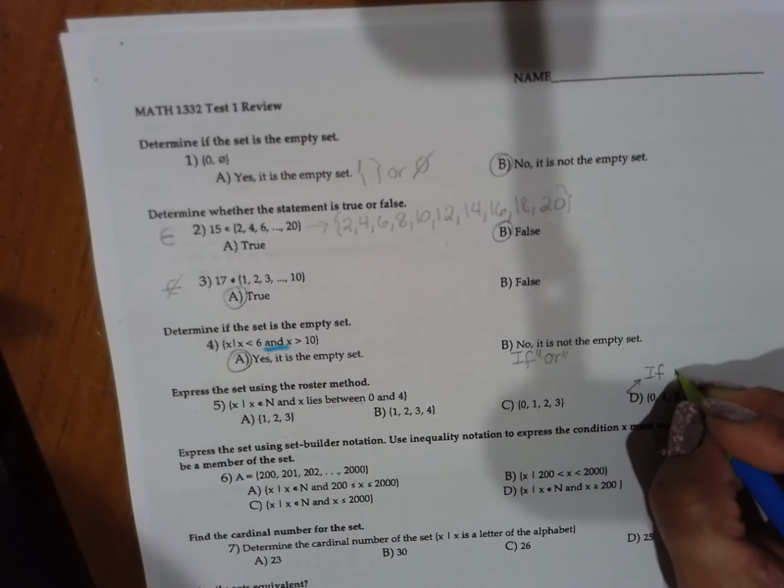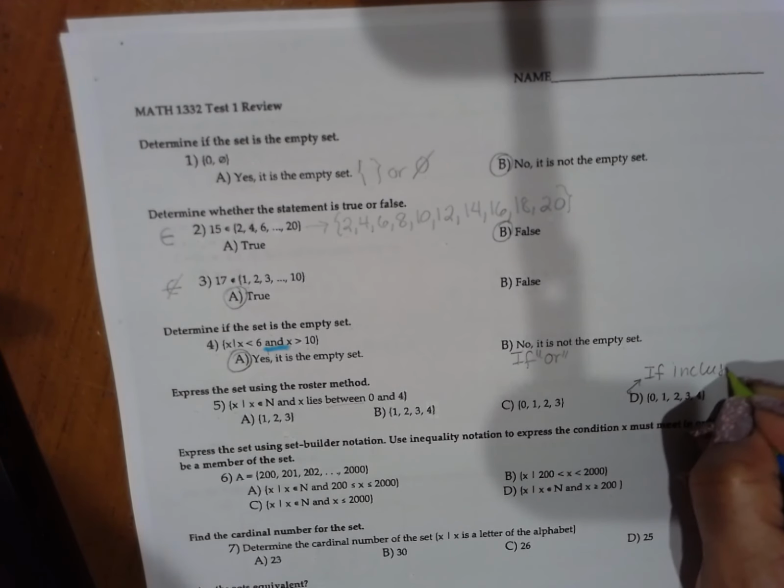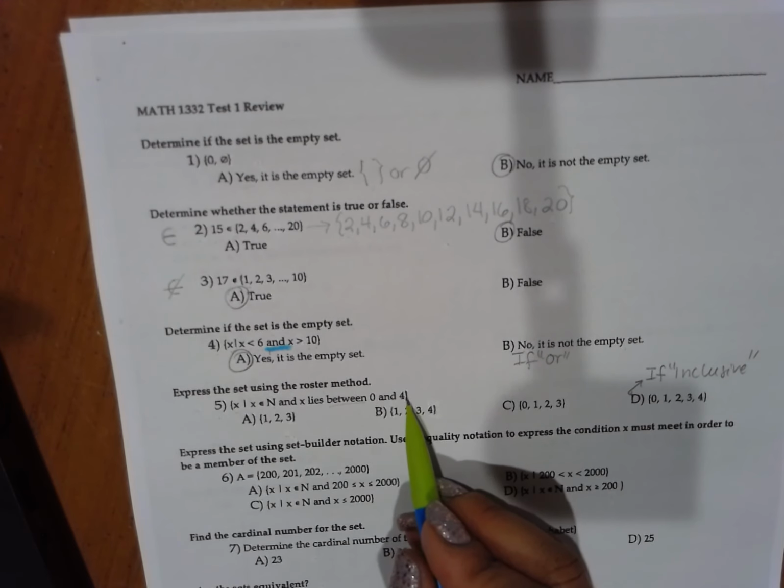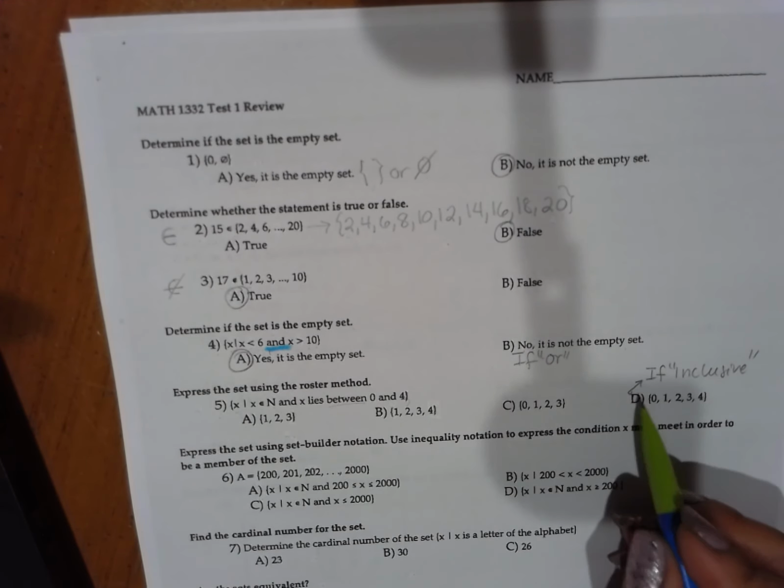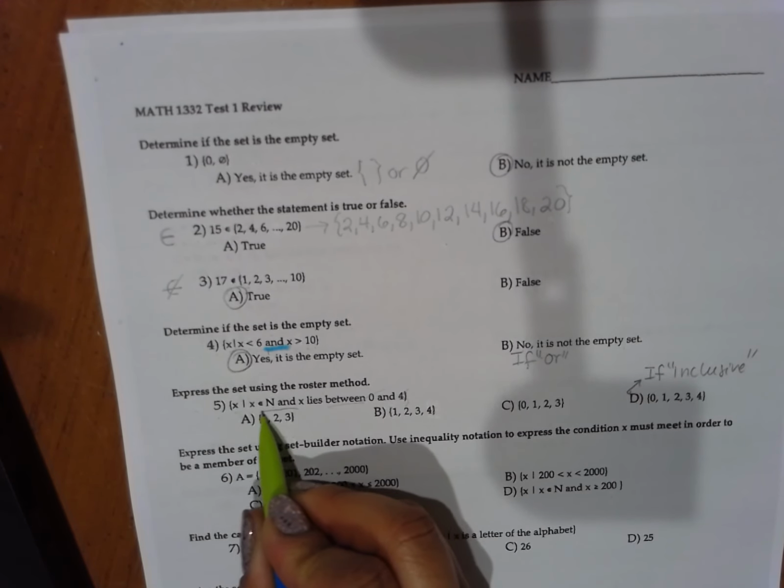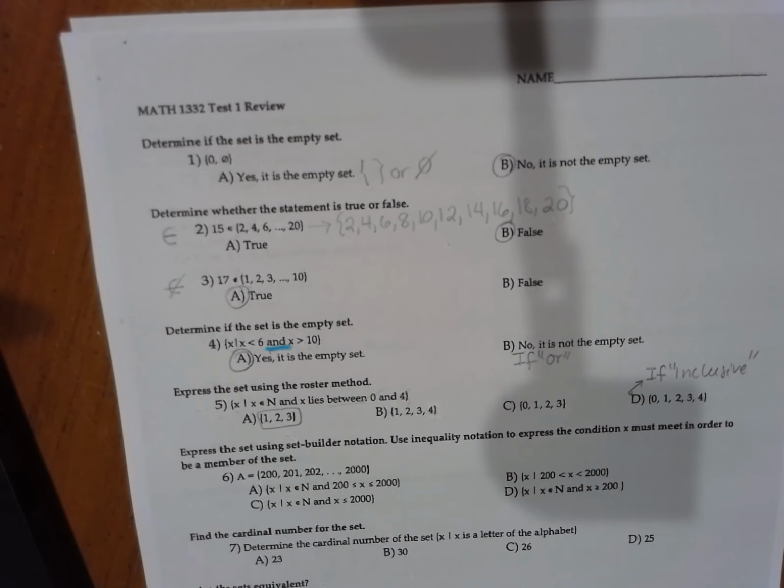If it had the word inclusive at the end after the 0 and 4, if it says comma inclusive, this would have been the answer. But here, since it says between 0 and 4, the endpoints are not included. So you only include the numbers between 0 and 4. And these are the first 5 questions on this review.